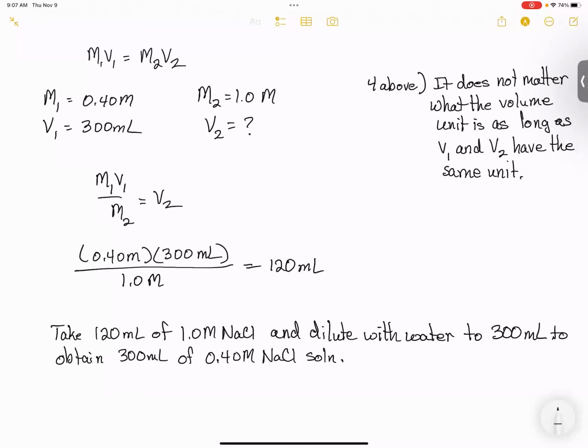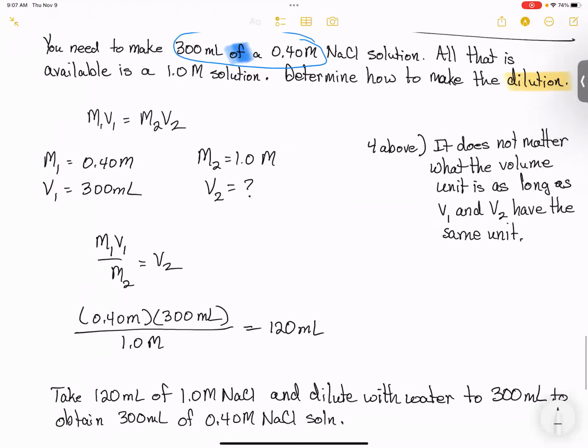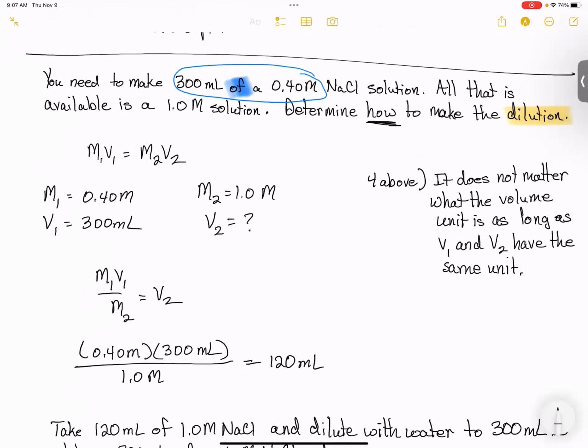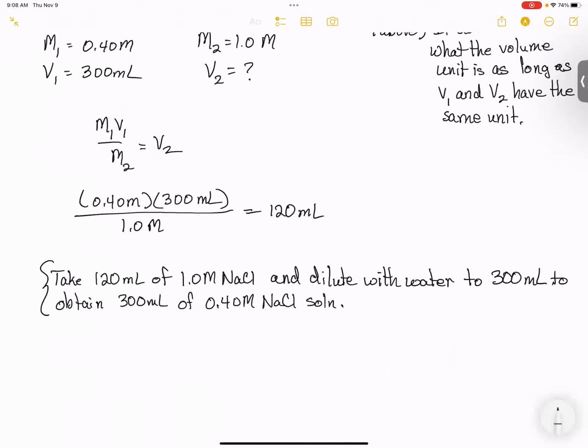Yes. With our problems, we'll always dilute with water, or you'll be told it's something else. So if it's not water, you're told what you're diluting with. Yes. It depends upon how it's worded. In this particular statement, it says determine how to make the dilution. So this is how you make the dilution. This answer is just what volume of the one molar you needed. Yes, if you put 120 milliliters of one molar and 180 milliliters of water, that would be the same.